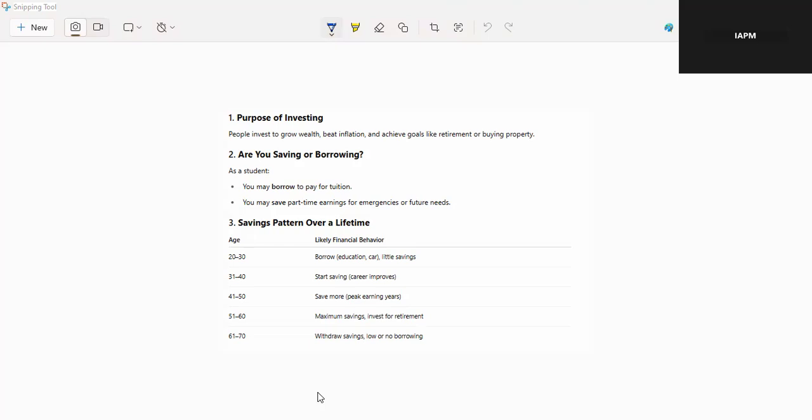If somebody is 20 to 30, then they're usually borrowing for school, for car, likely. But 31 to 40, they are starting now their life. They want to grow their income. From 40 to 50, they'll save more, all right, to peak their career earnings. 51 and above, that's the maximum saving. They want to prepare for retirement. 61, they withdraw their savings to now enjoy their sweat. Now, are we together?